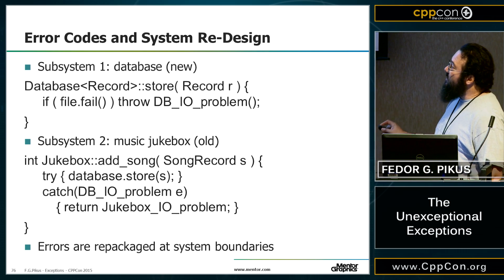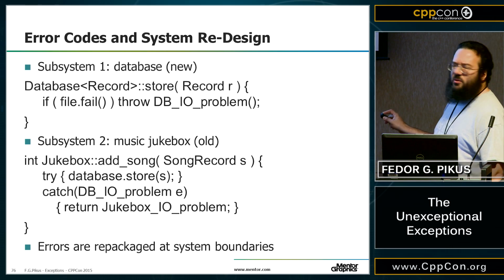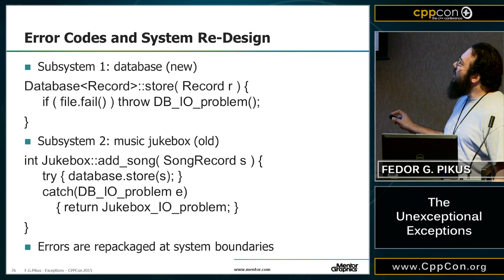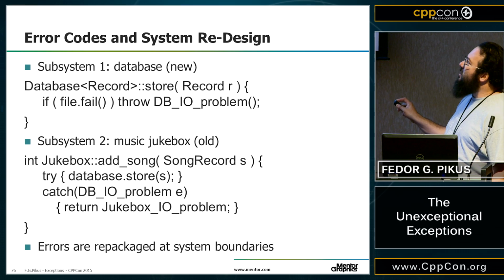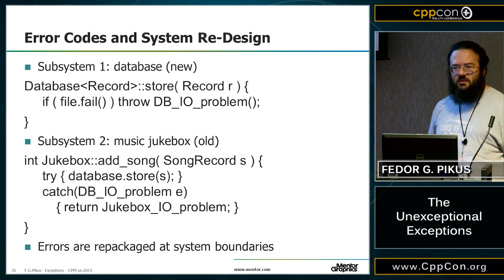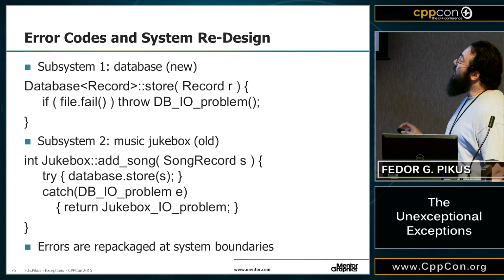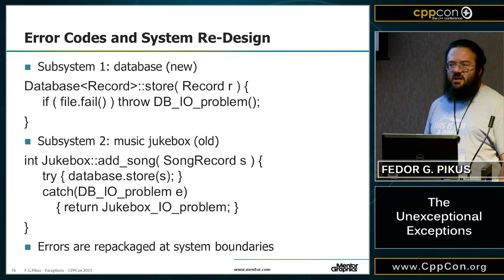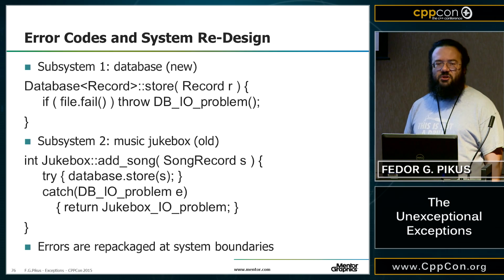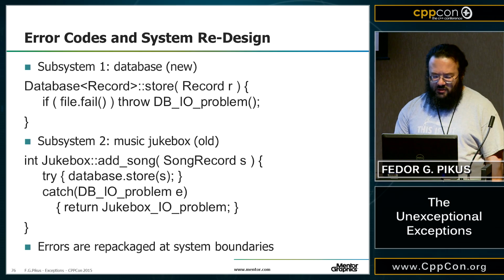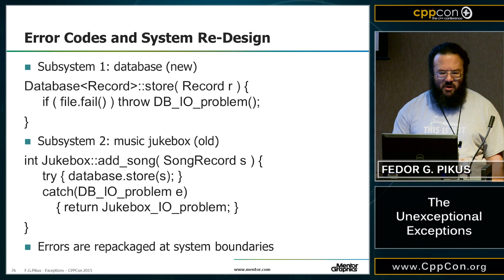So this is an old legacy system. Well, who uses jukeboxes now? This is a brand new shining database that uses exceptions. Of course, it's C++11. So this is the conversion from one to another. Fine, if you have to bring those two systems together and change the way you handle errors, that's what you do. You can repackage errors at system boundaries, no problem.